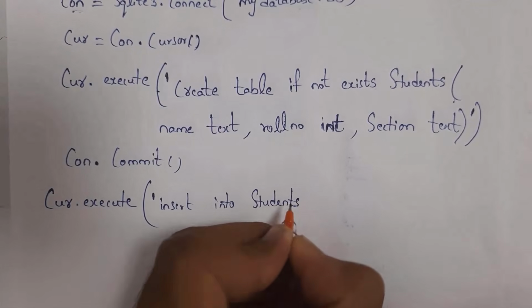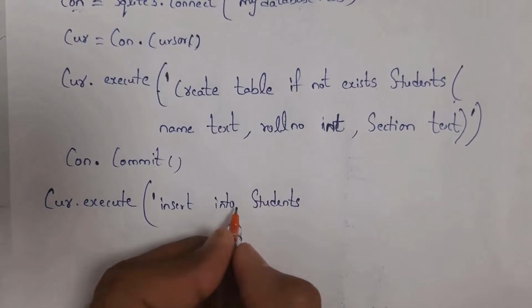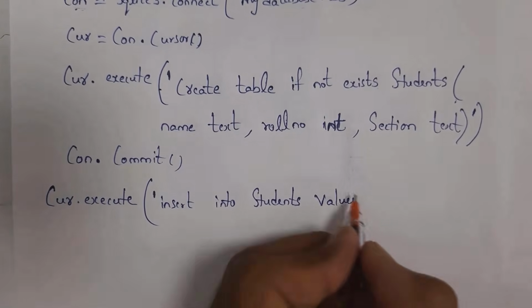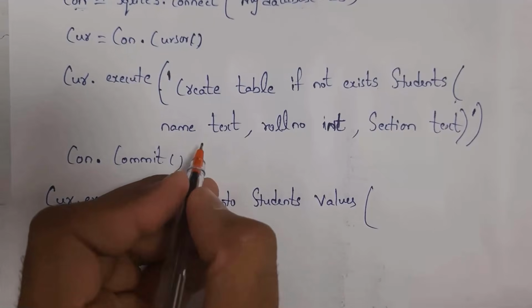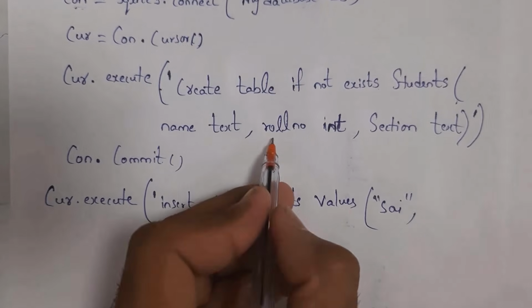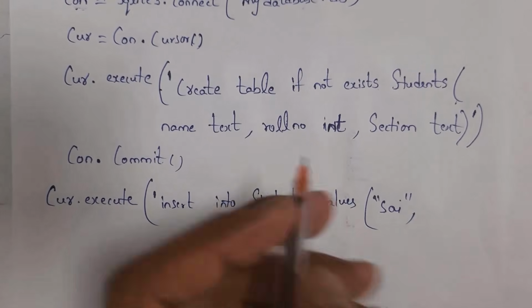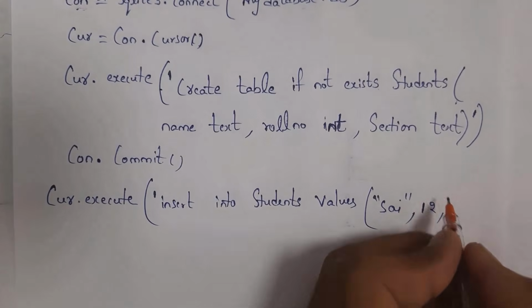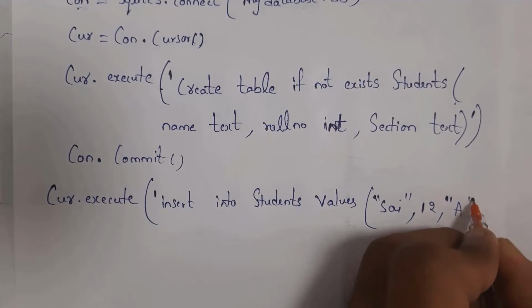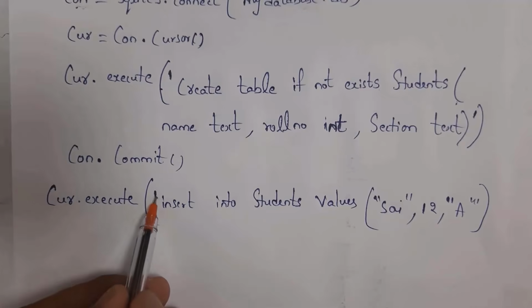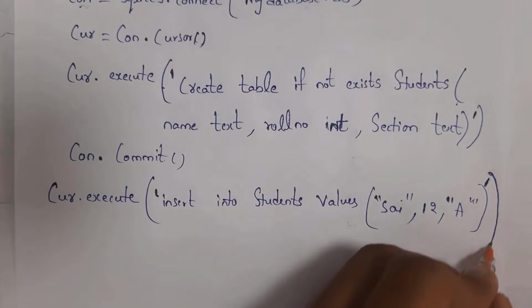In students table I am inserting 3 values. So insert into students values. I want to insert values. First one is name. I want to give name like Sai. As we know, we will represent string in quotations. So in quotations I took Sai, comma. I want to insert roll number. Roll number is integer type. So I am giving roll number 12, comma. Section. I want to give section like A. A is also string. So take quotations. Okay, close this bracket and similarly close this quotation and close execute method.